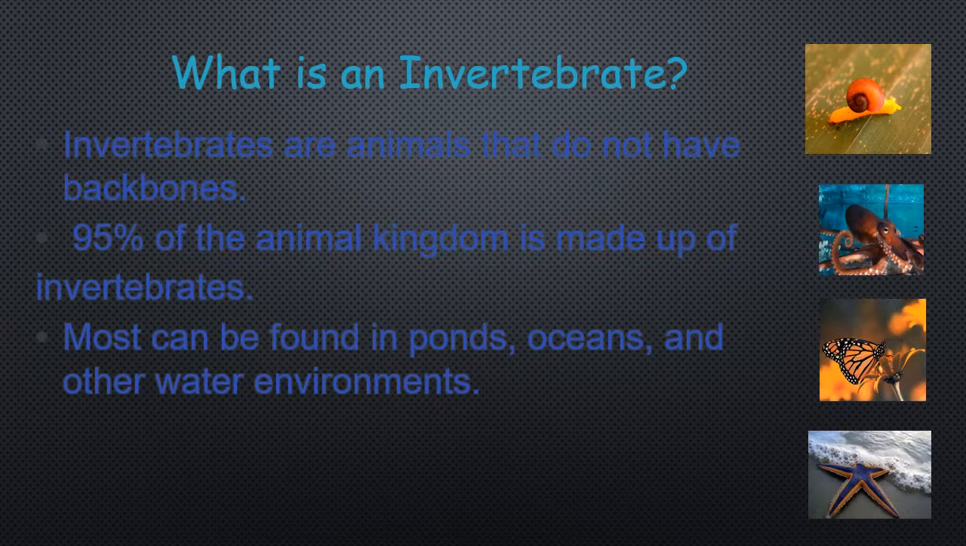So what is an invertebrate? Invertebrates are animals that do not have backbones. 95% of the animal kingdom is made up of invertebrates. Most can be found in ponds, oceans, and other water environments, but not all of them.